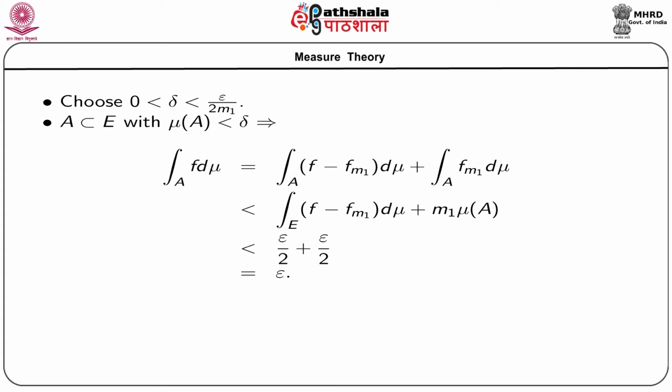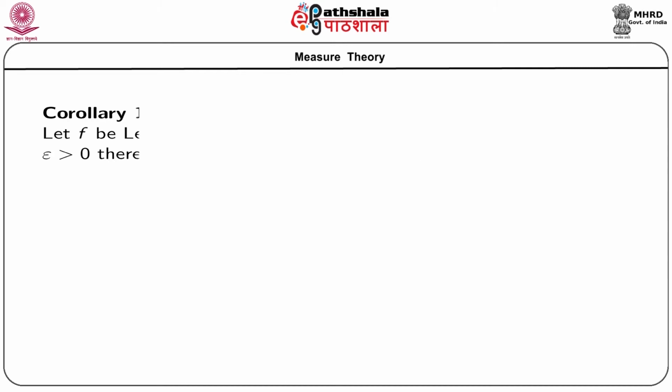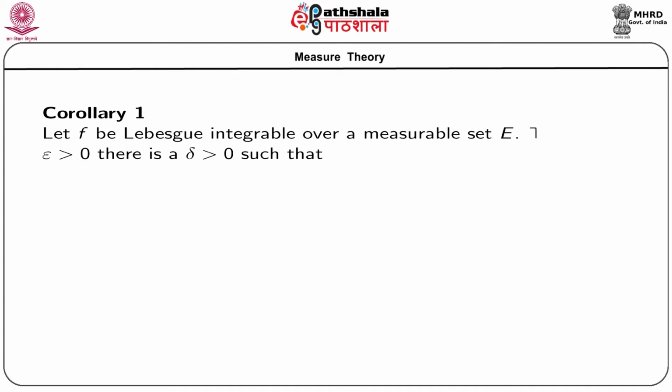So, this shows that for any arbitrary measurable function f, given epsilon greater than 0, I can choose a delta such that whenever the measure of A is less than delta, the value of the integral is less than epsilon. And from the above result, we can get this particular corollary.